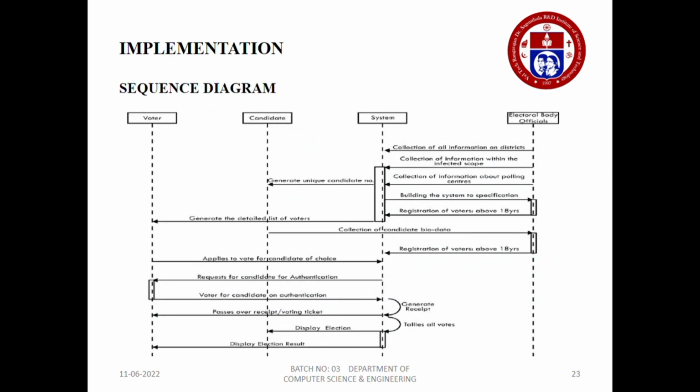Sequence diagram. The election body officials collect all information on districts, collect the candidates' biodata, and take registrations of voters above 18 years.